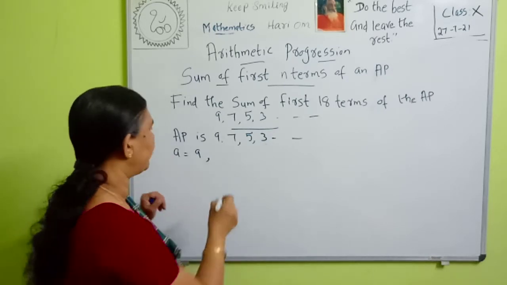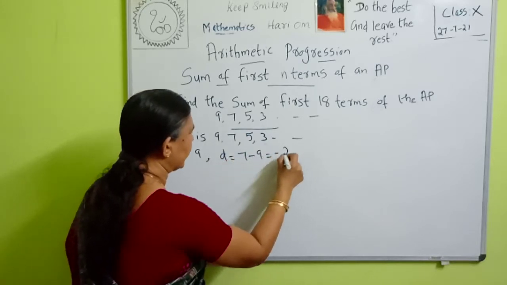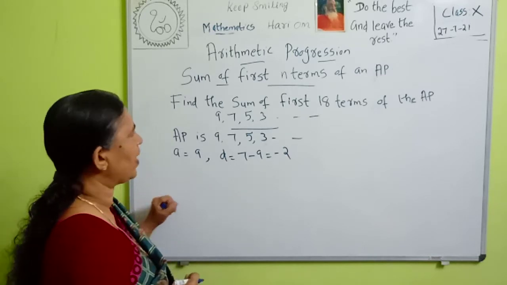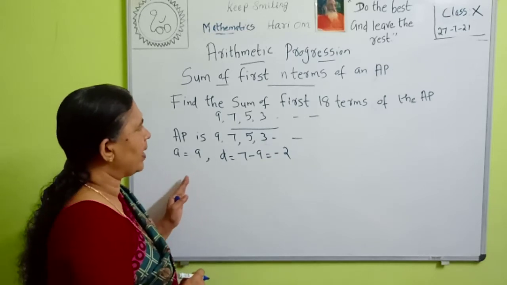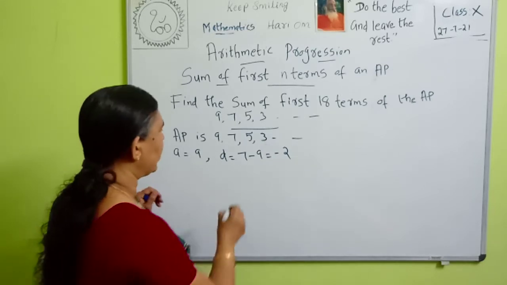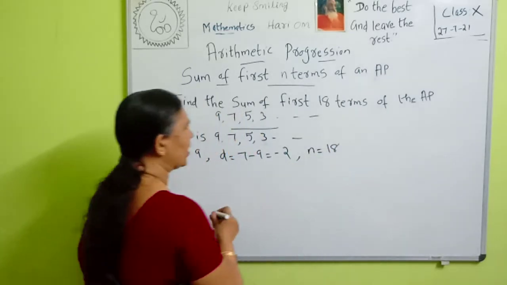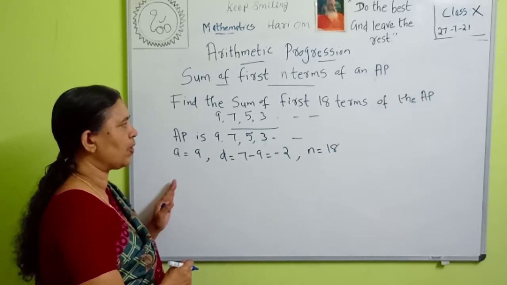Common difference d is equal to 7 minus 9, that is minus 2. Then how many terms are here? We are asked to find the sum of first 18 terms of the AP. Then what is n here? Therefore n is equal to 18.